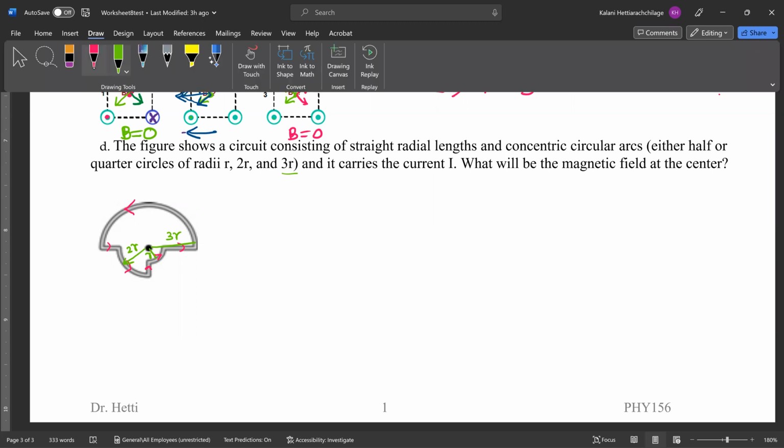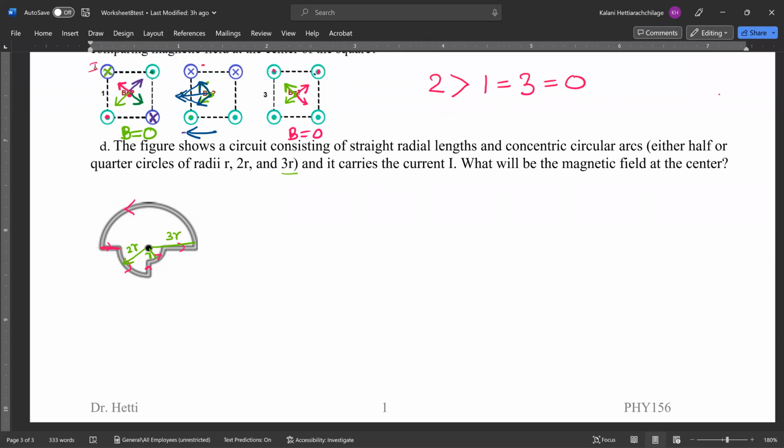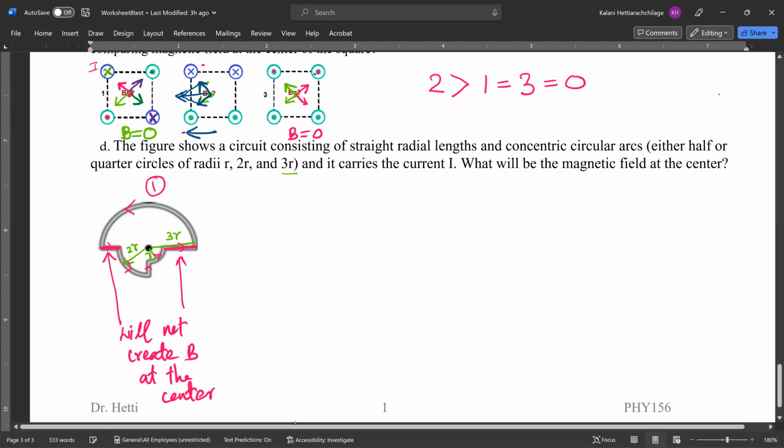It's very important that the piece I have here, this small piece and this small piece, what do you think? Those will not create any magnetic field because they are going through your point of interest. These will not create magnetic field. Okay, so the only pieces I have here are number 1, number 2, and number 3. These 3 pieces are going to create the magnetic field. So now let's take the first one.